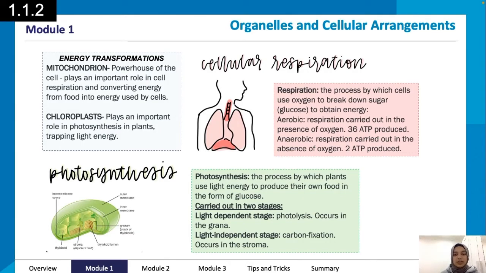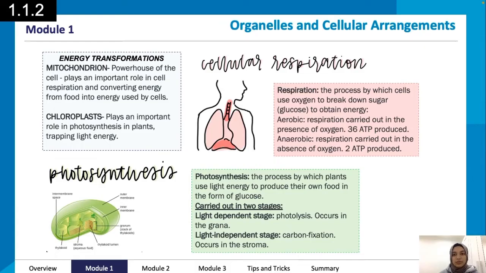The light dependent stage is photolysis, which occurs in the grana. It's really important to be able to identify where it occurs as well and the two types. So make sure you are able to correctly identify that. Light dependent stage occurs in the grana. Light independent stage, which is also known as carbon fixation, occurs in the stroma. Okay, so you want to be able to identify where they sit in the actual cell.